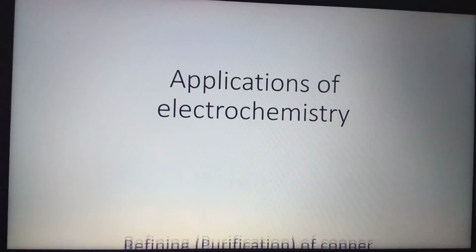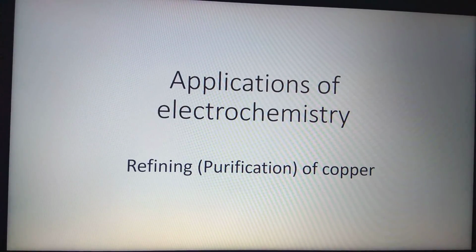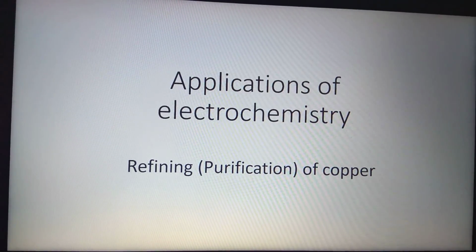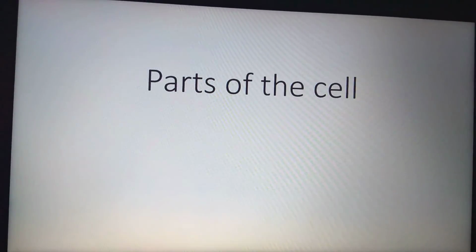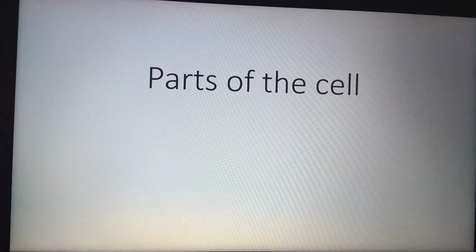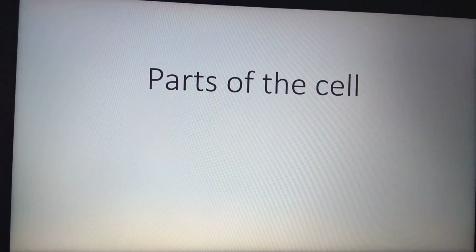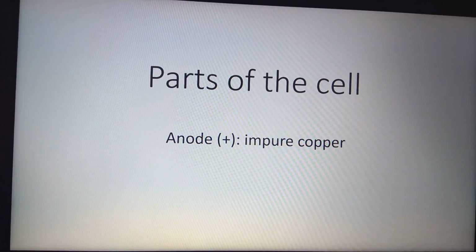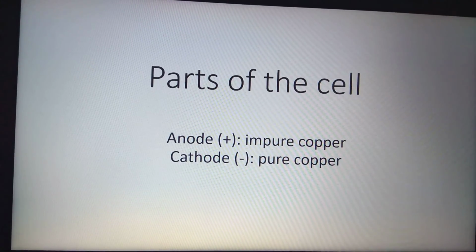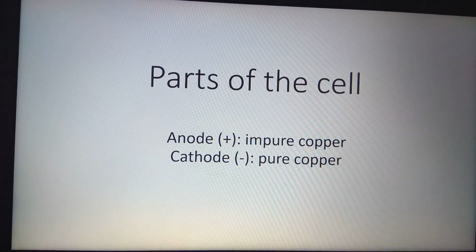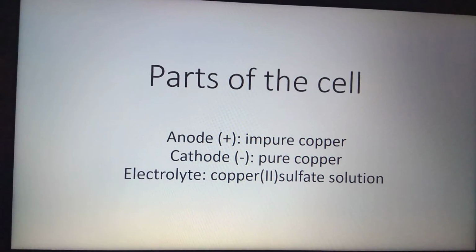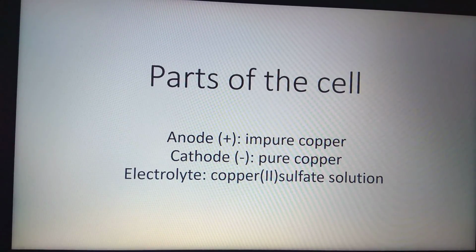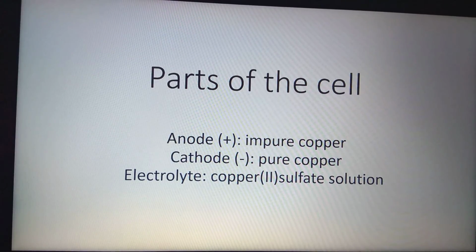In this video, we will talk about one application of electrolysis, which is the refining or purification of copper. As with any electrolysis cell, it should contain an anode, a cathode, and an electrolyte. In this case, the anode, which is the positive electrode, should be impure copper. And the cathode, which is the negative electrode, should be a piece of pure copper. The electrolyte that is used in this cell is copper(II) sulfate solution.